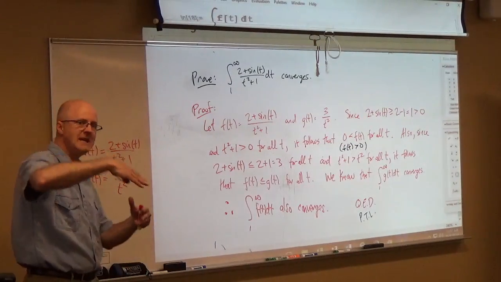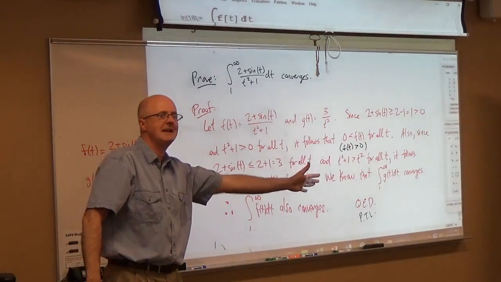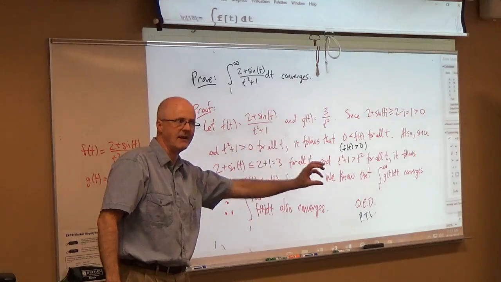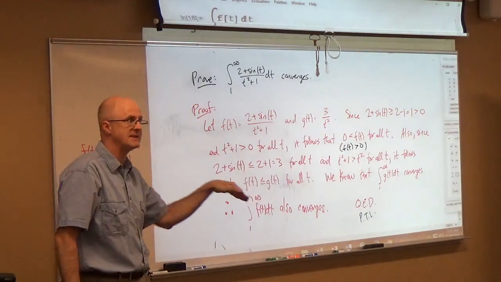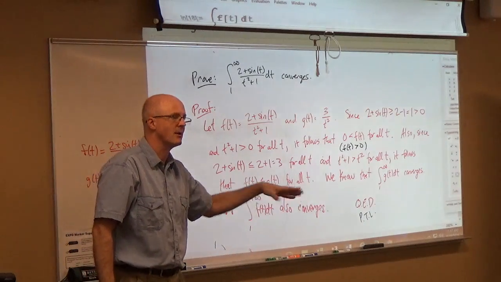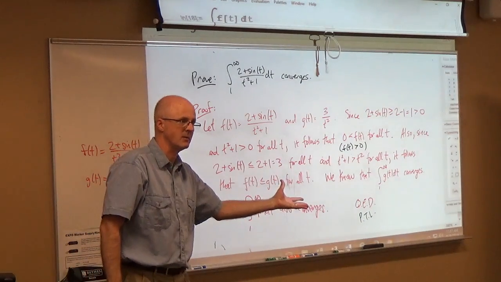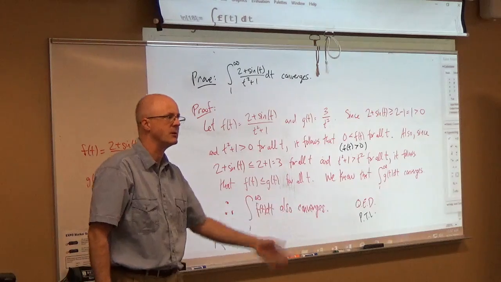The integral of g out to infinity is a finite area. It gives you a finite area for the region going out to infinity under the graph. The graph of f is underneath it, so it's got to have a finite area out to infinity as well. That is the intuition behind what we do.